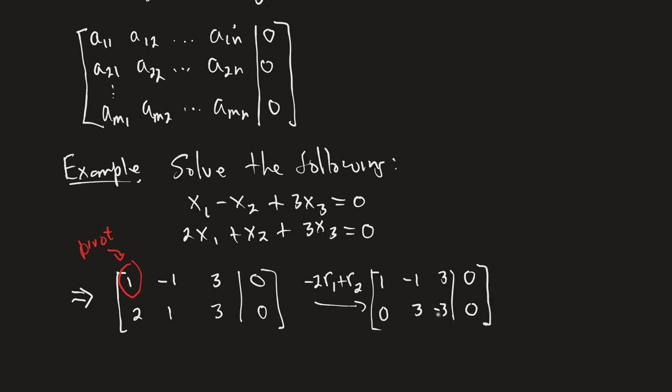This is not in any of our echelon forms because our leading coefficient here is not 1. So let's do 1/3 times row 2. Maybe I can squeeze it right here. So 1/3 times row 2. That produces 1, -1, 3, 0. Again, no change in the first row. And then 0, 1, -1, 0.